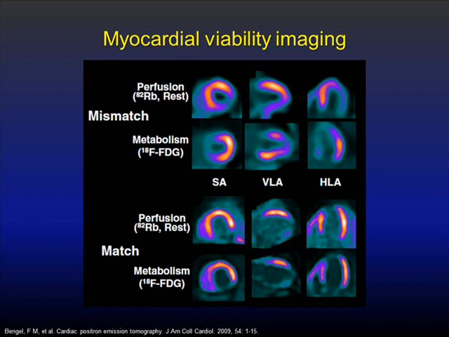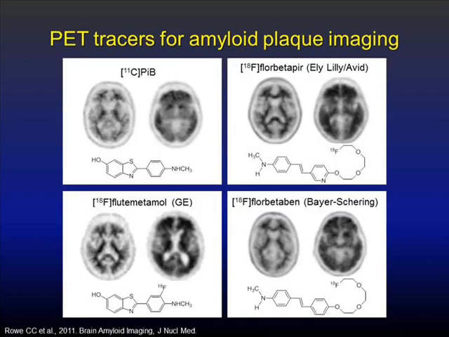I'll wrap up here. I'm sorry that we're a little rushed. There are some new PET tracer agents labeled with fluorine-18 that are being evaluated for myocardial perfusion. They're not clinically available yet, but if they are, I think they will increase the use of PET in cardiac imaging.